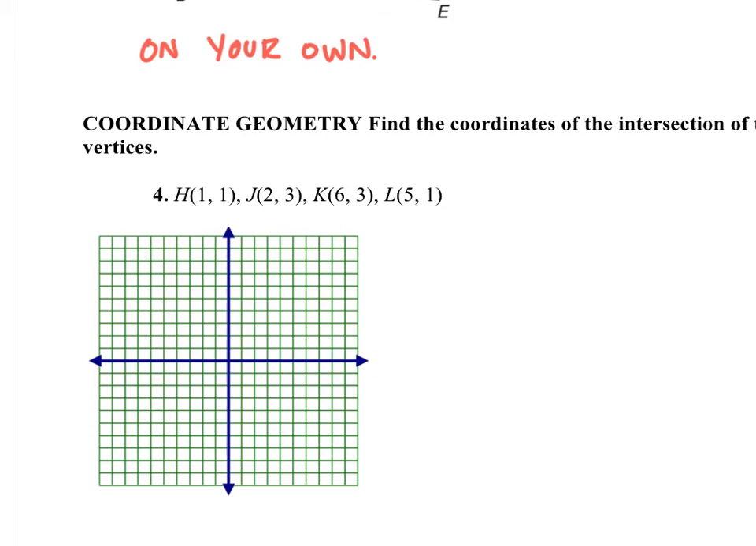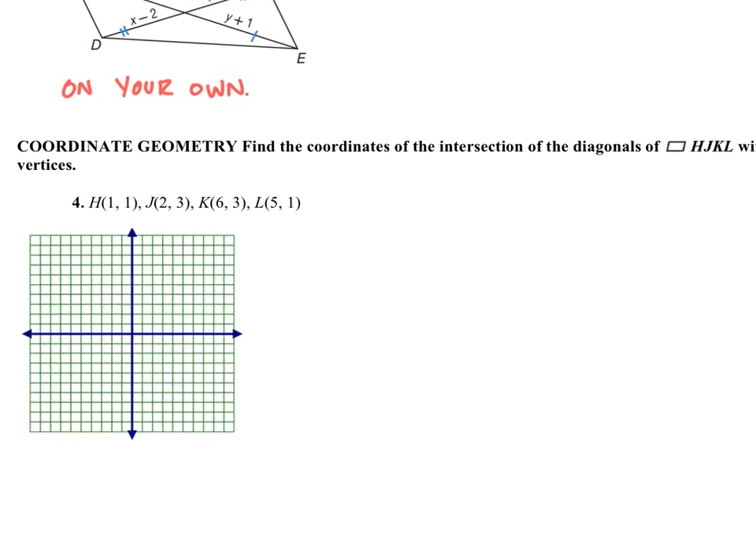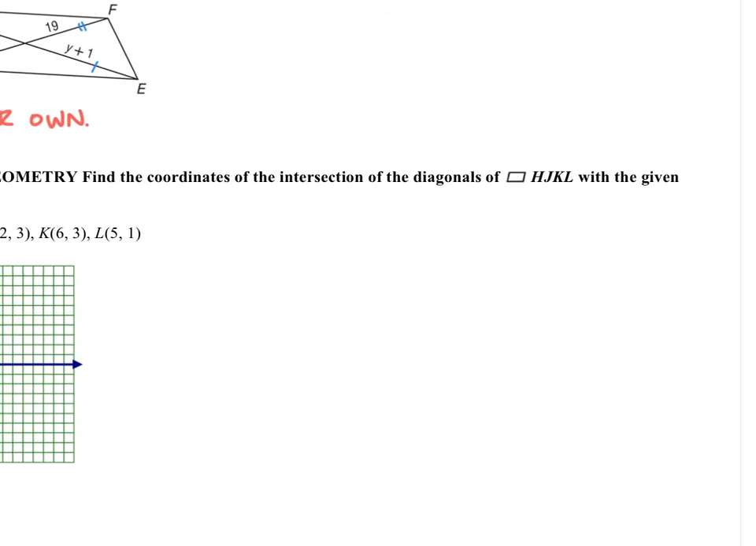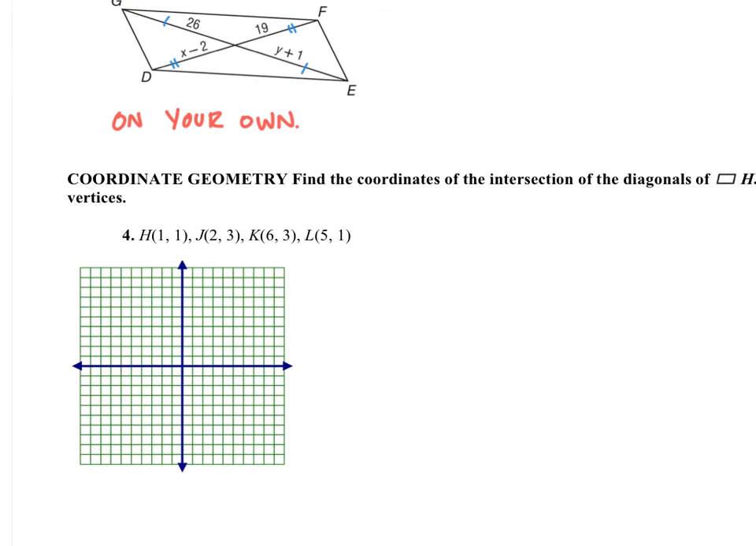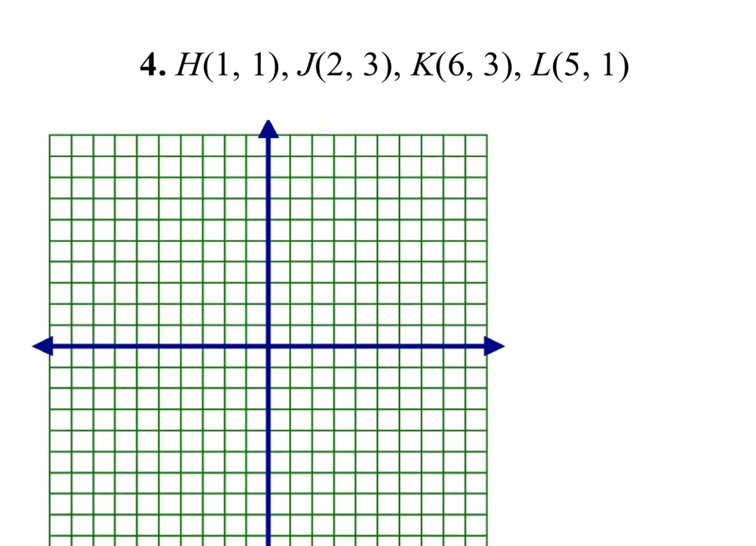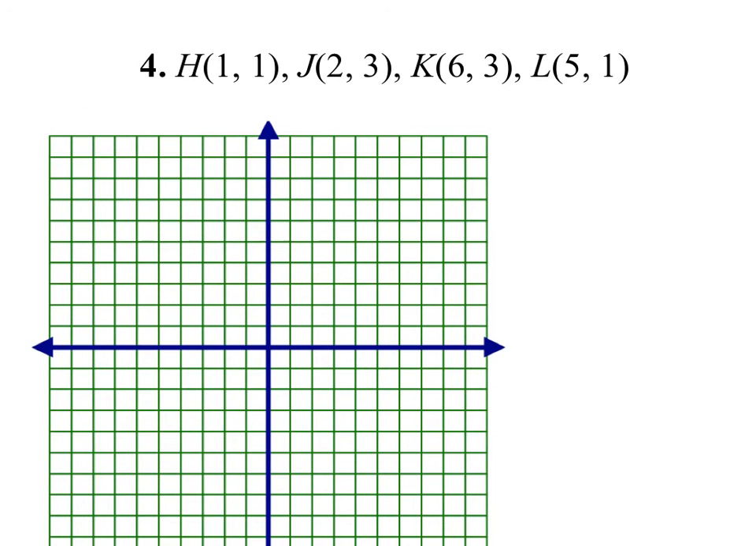All right, let's take a look at number 4. Number 4 says find the coordinates of the intersection of the diagonals of parallelogram HJKL with the given vertices. Okay, so let's go ahead and plot these points on the graph first. Point H is the point (1, 1). Point J is the point (2, 3). Point K is (6, 3). So 1, 2, 3, 4, 5, 6. And then L is (5, 1). So 1, 2, 3, 4, 5, 1.